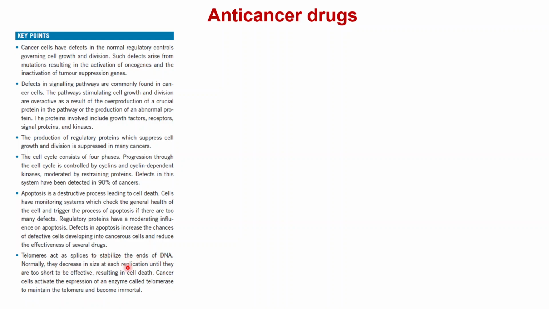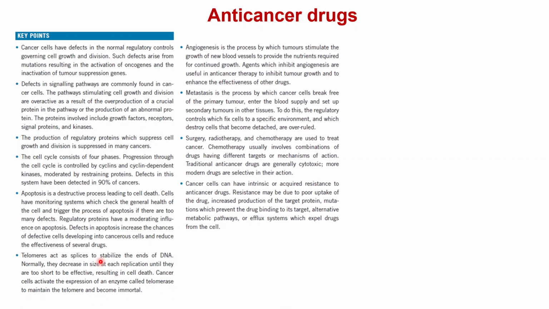Telomeres act as caps and stabilize the ends of the DNA. Normally, they decrease in size with each replication until they are too short to be effective, resulting in cell death. Cancer cells activate expression of the enzyme called telomerase to maintain the telomere and become immortal.